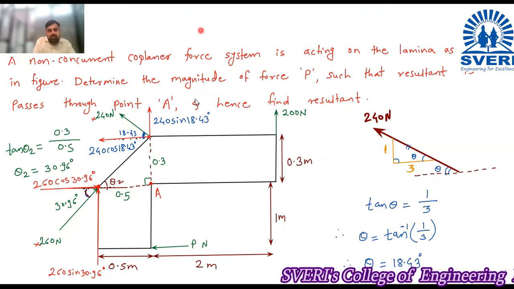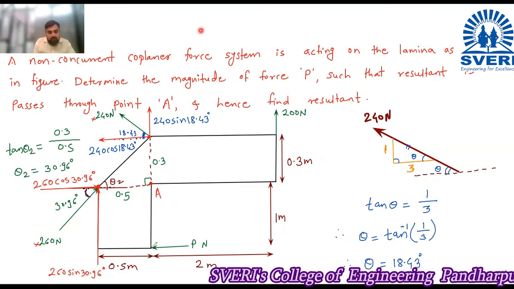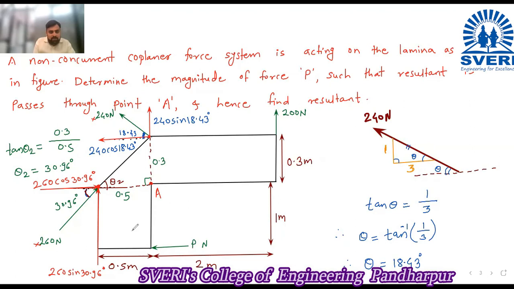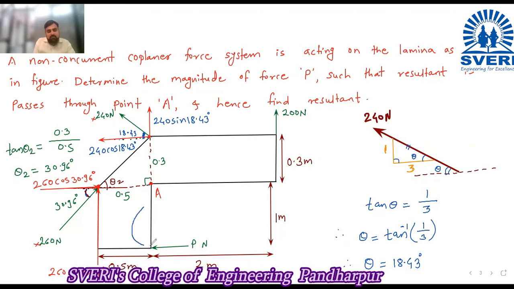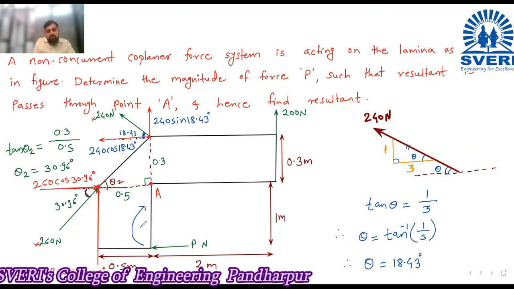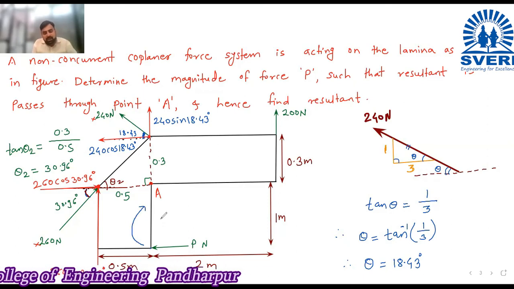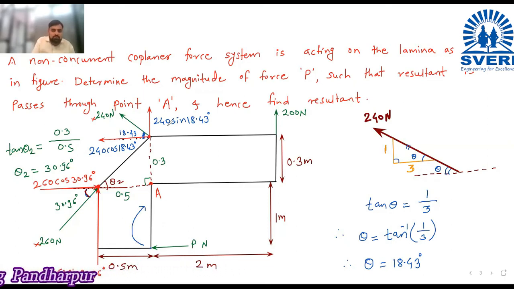Minus? How is it minus? बघा हे बघा हे arrow आहे. ह्याला जर मी रोटेट केलं तर असं रोटेट व्हायला लागलं ना. This is the direction of rotation. So plus or minus? Clockwise है क्या anti-clockwise है? Clockwise. So it is plus.